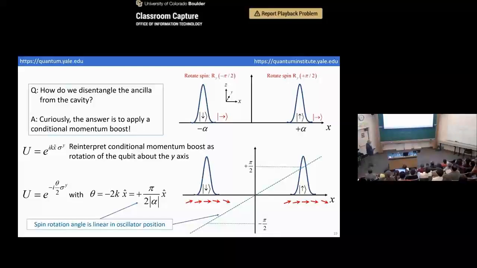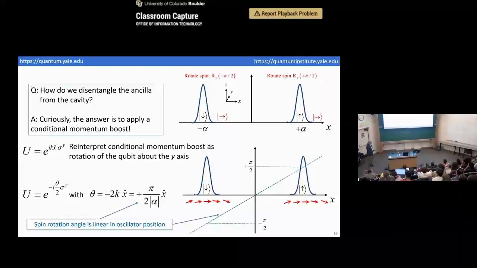Right? Because this is the thing that moves you around the Bloch sphere. So what I really want is a rotation as a function of position that's a step function. But I don't have that. But at least I have something which is linear in position. So I adjust this k so that when I get out to my position alpha out here, it's plus pi over 2. And over here in the center, it's minus pi over 2. So it almost does exactly what I want.